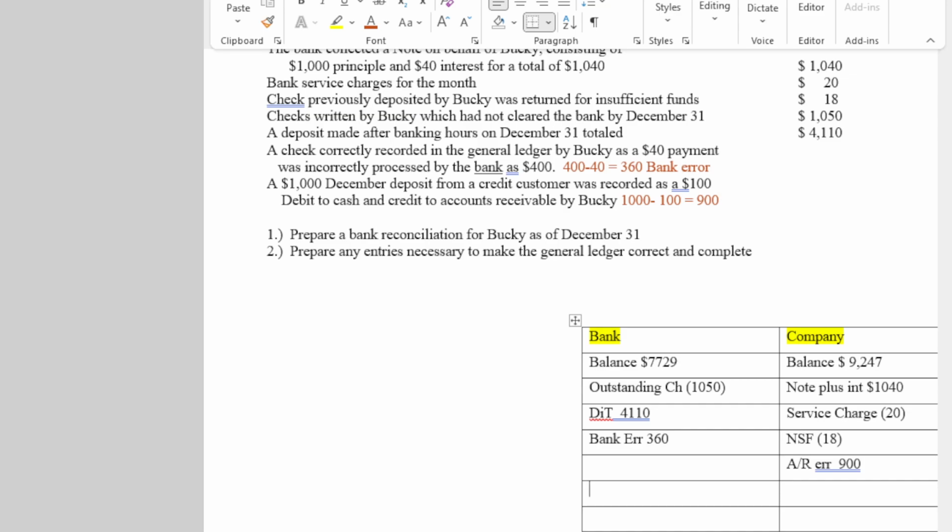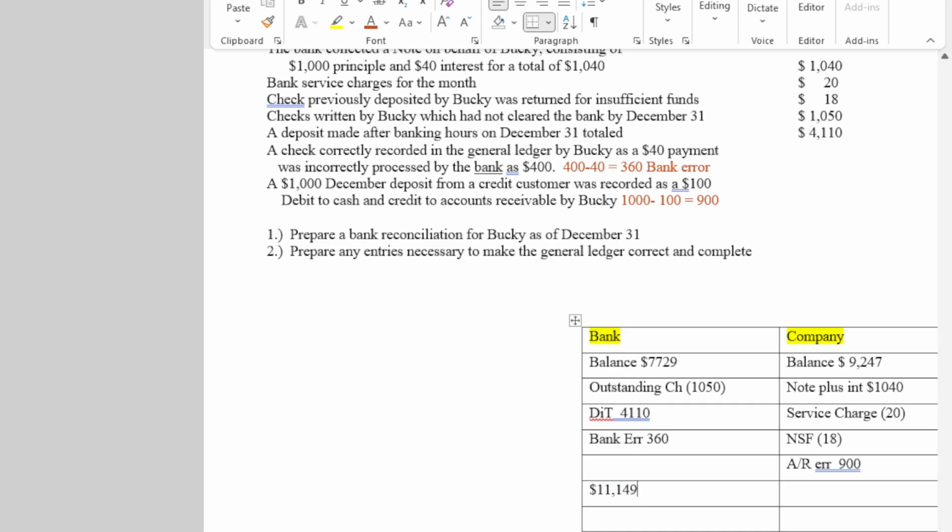So that minus 1,500 plus 4,110 plus 60. Okay, so this first balance should be 11,149.